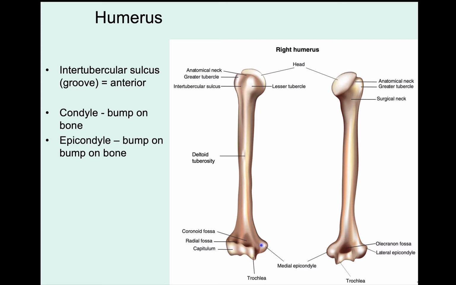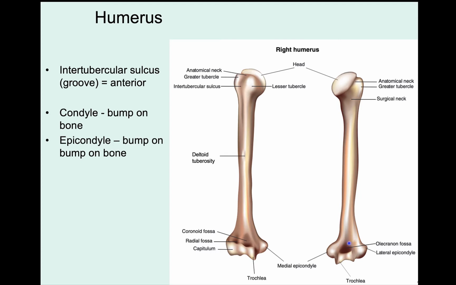This one is medial. If we look to the right, we see that medial epicondyle here, but now we're looking at a posterior view and we see our lateral epicondyle out here. You'll also notice this large depression called the olecranon fossa.